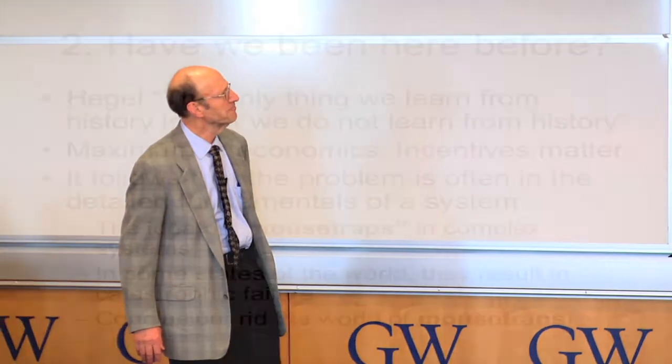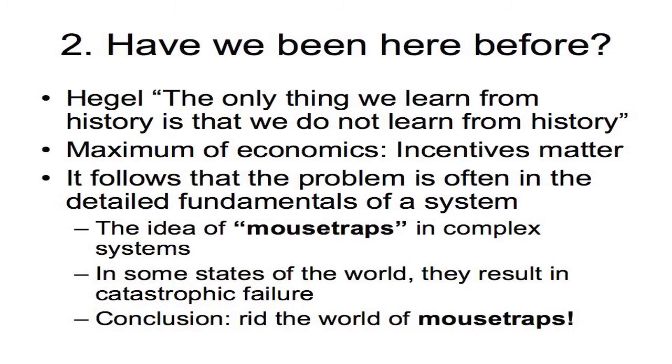All right, I'm going to talk a little bit about the crisis here. And the first question is, have we been here before? Hegel, right? The only thing we learn from history is that we don't learn from history. So, have we been here before? Have we learned nothing? The maxim of economics is that incentives matter, and the devil's in the details. So what we have to learn is about details, and my gosh, people really don't deal with details very well.